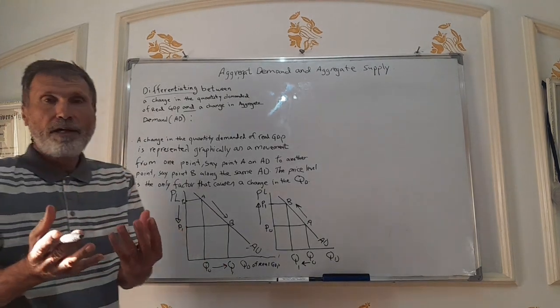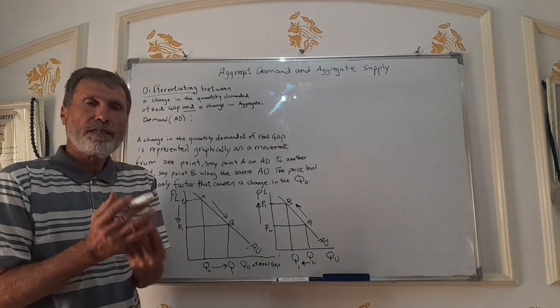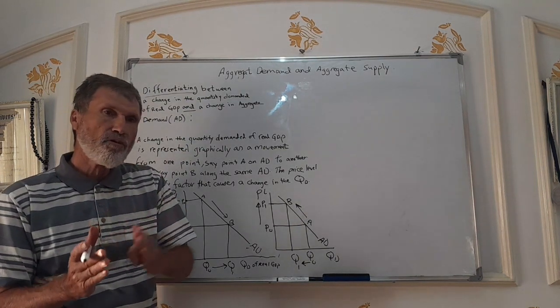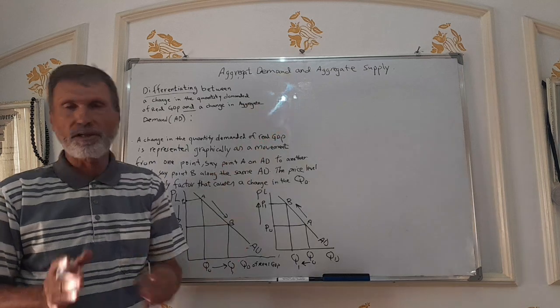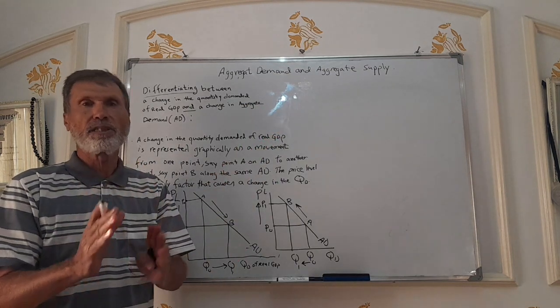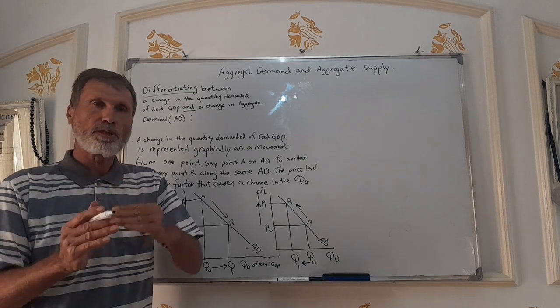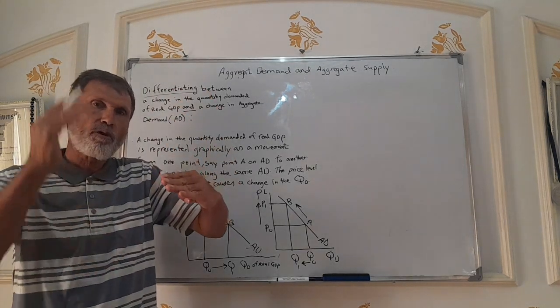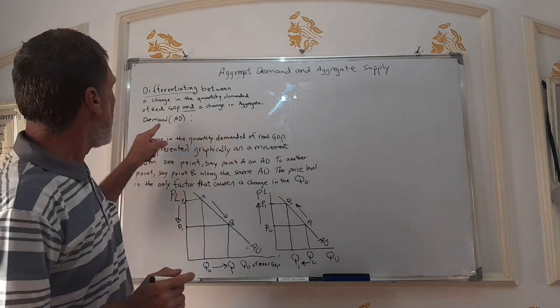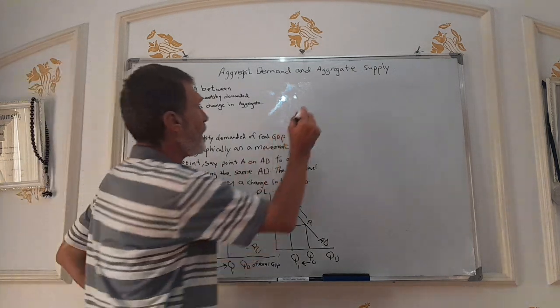So a change in the quantity demanded, as I said, is represented graphically as a movement along the aggregate demand curve. And the price level is the only factor that causes this movement. So when the price level changes, the quantity demanded will change, ceteris paribus. Now, what about a change in aggregate demand?